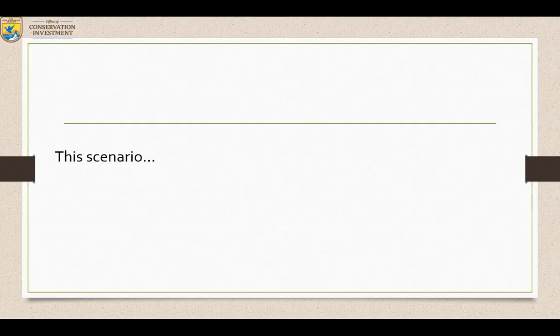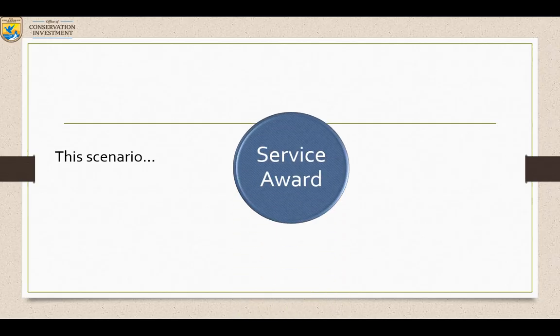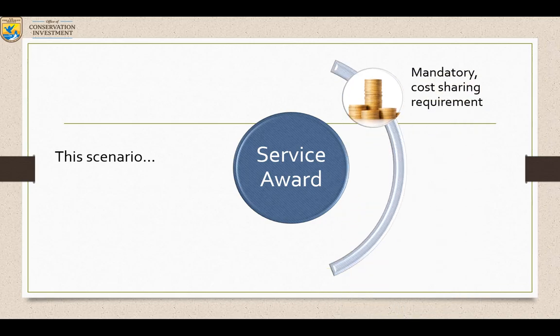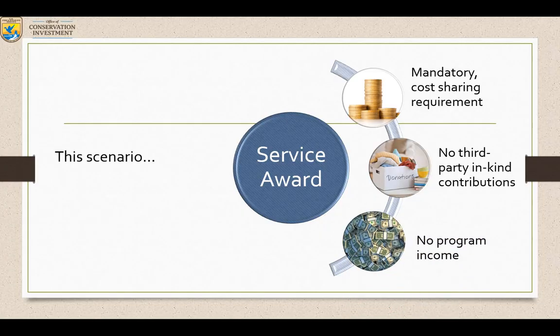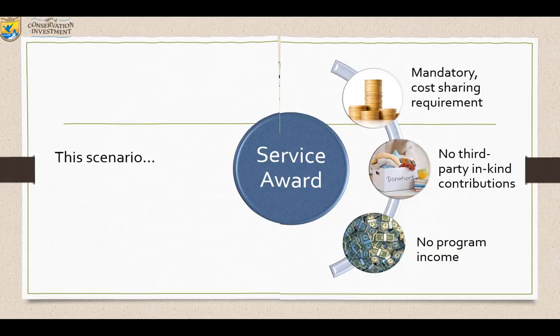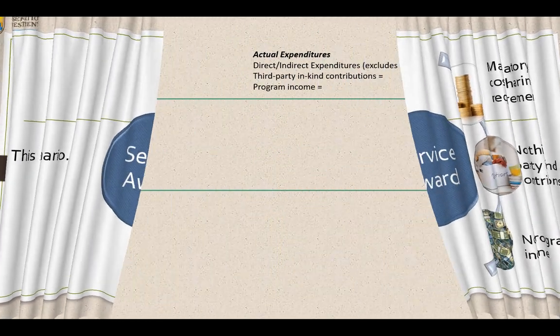This video scenario is suited for a recipient who receives a service award that includes a mandatory recipient cost-sharing requirement, no third-party in-kind contributions, and no program income earned during the award period of performance. If your service award includes in-kind contributions or program income, please see our additional Financial Learning Series videos for information about properly accounting for those scenarios. Let's get started.